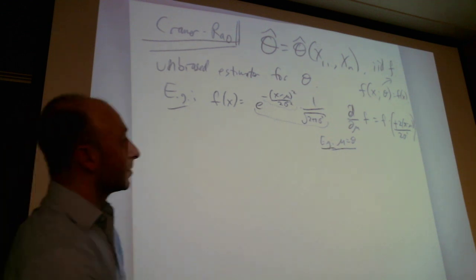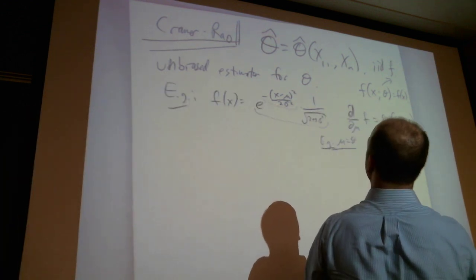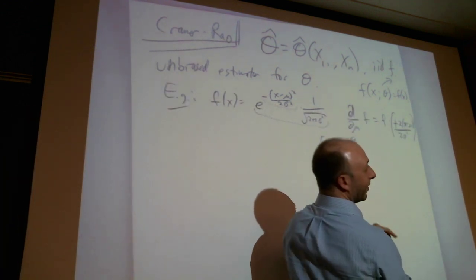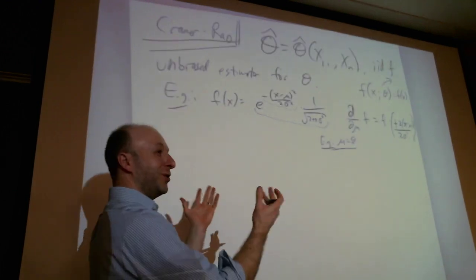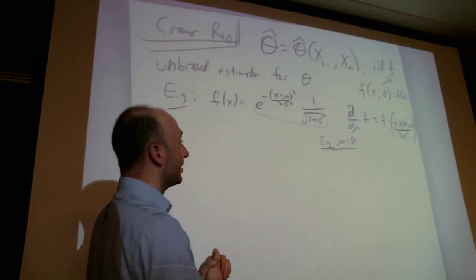Does that say 2 pi sigma squared? Inside the radical, which is root 2 pi times sigma squared.